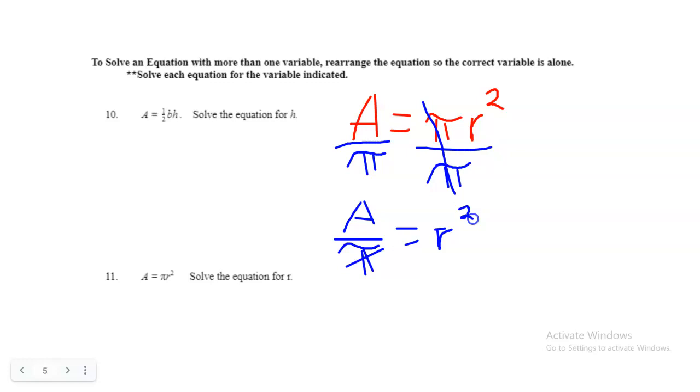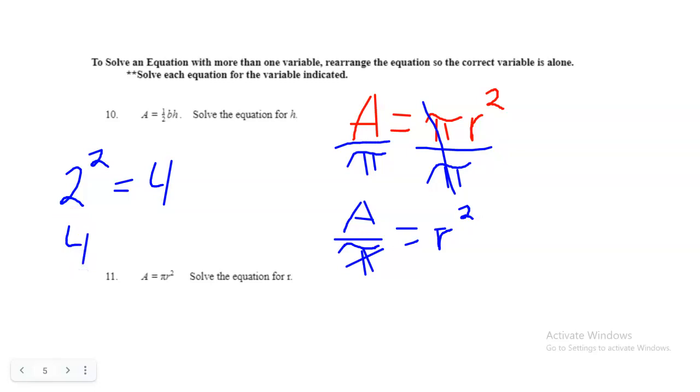r squared. Okay, now we probably haven't talked about this a lot this year, but if I wanted to get r by itself, so if I have something being squared, how do I undo it being squared? And that is to take the square root. So like if I have 2 squared, that's equal to 4.